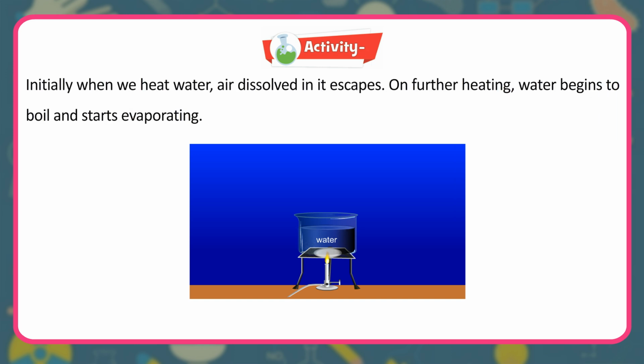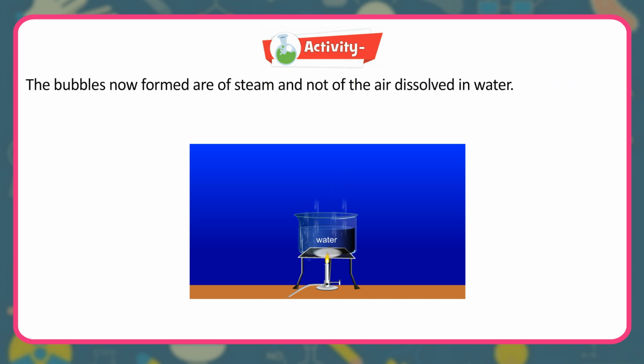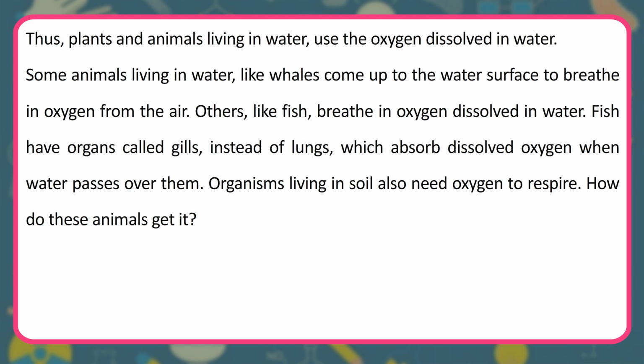Initially, when we heat water, air dissolved in it escapes. On further heating, water begins to boil and starts evaporating. The bubbles now formed are of steam and not of the air dissolved in water. Thus, plants and animals living in water use the oxygen dissolved in water.